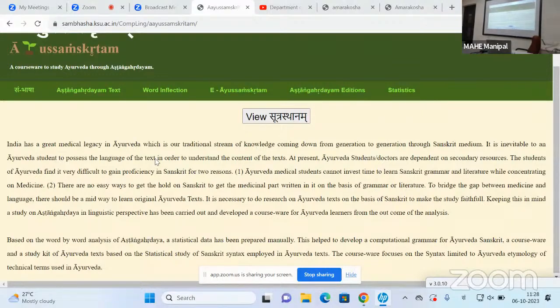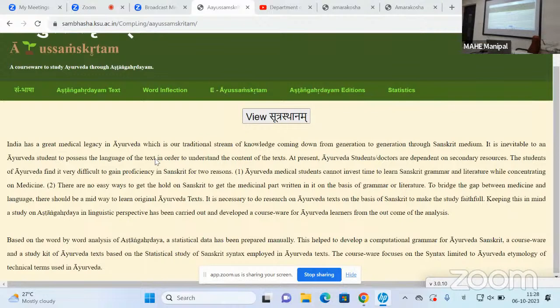So what we did, we just did an experiment. We studied Ashtanga Hridayam linguistically, grammar-based. Then we analyzed and made statistics actually. Statistics means, for example, how many times a particular dhatu appears in lat lakara. Then we found that lit, or vidhilin, is used most.